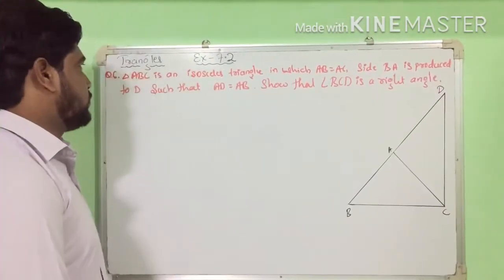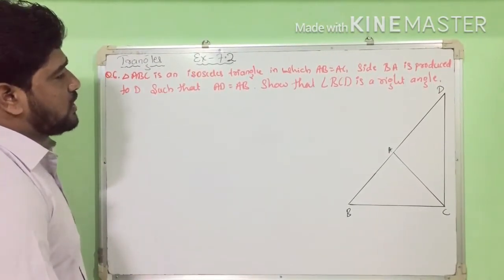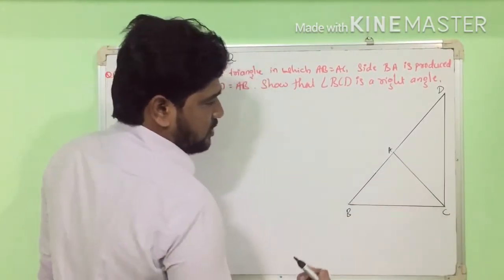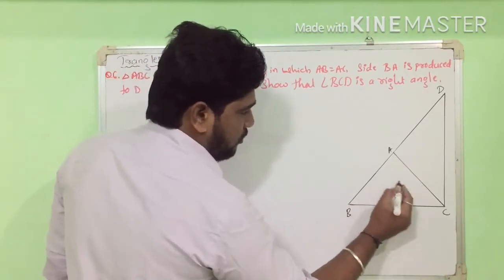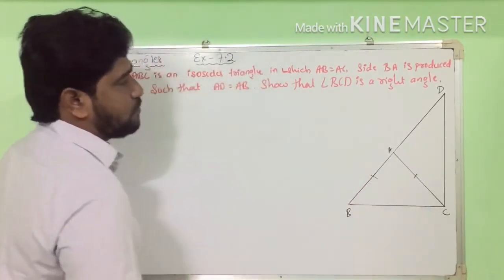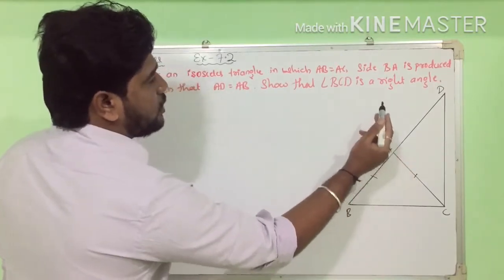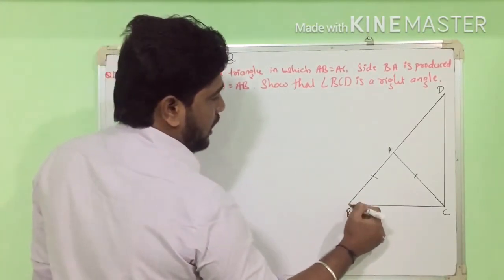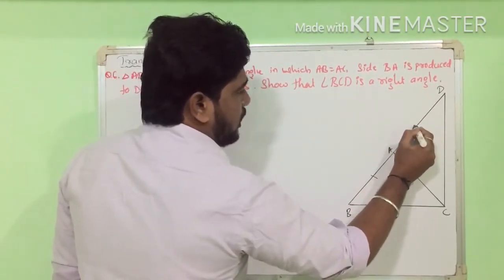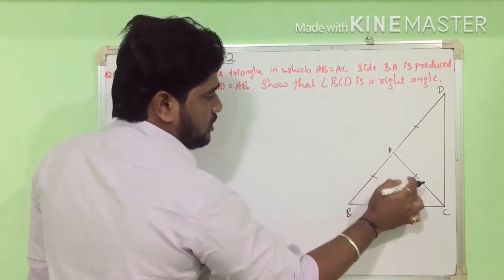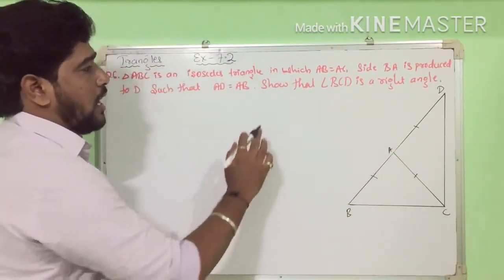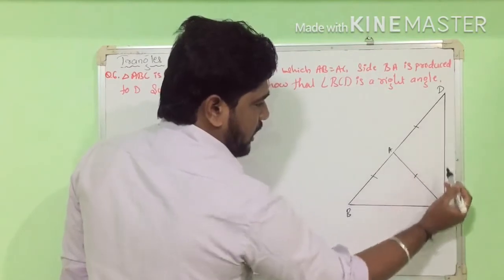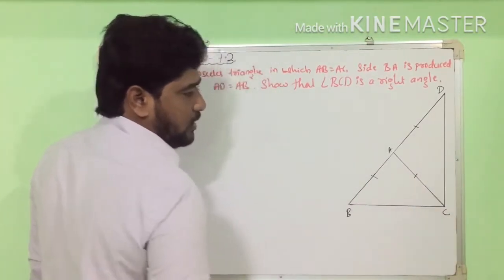Well students, the next problem, the sixth one. Triangle ABC is an isosceles triangle in which AB is equal to AC. They have given that these two are equal. And side AB is produced up to D such that AB is equal to AD. So they have given these two are equal. It means these three sides are equal to each other, right? And show that angle BCD is a right angle. It means we want to show this angle is 90 degrees, right?